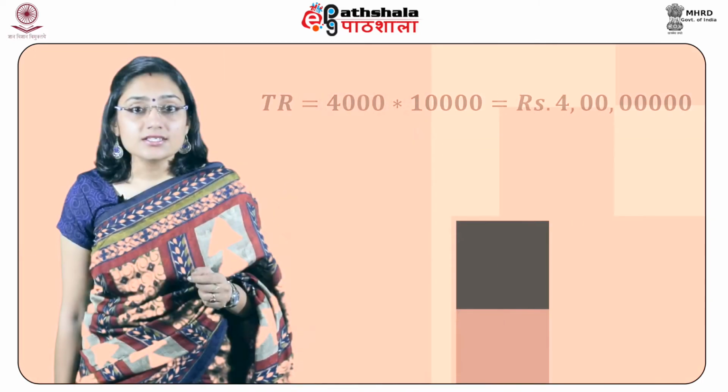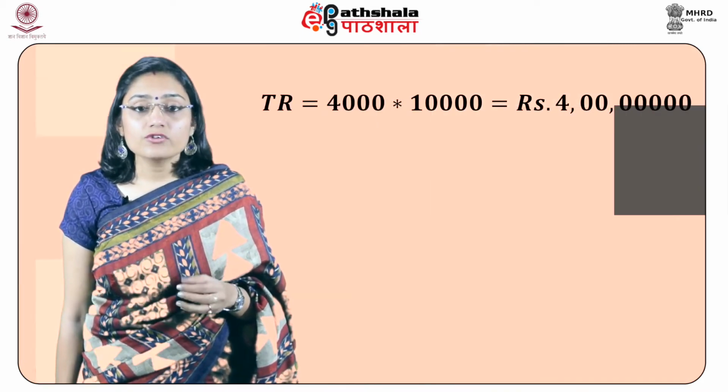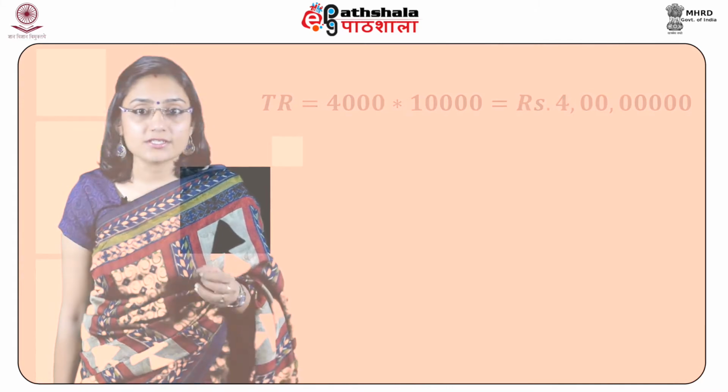For example, ABC Limited Company makes cell phones. The price of a cell phone is Rs 4,000 and the total number of cell phones sold by it in the year 2014 were 10,000. Thus, TR equals 4,000 times 10,000, which amounts to 4 crore rupees.